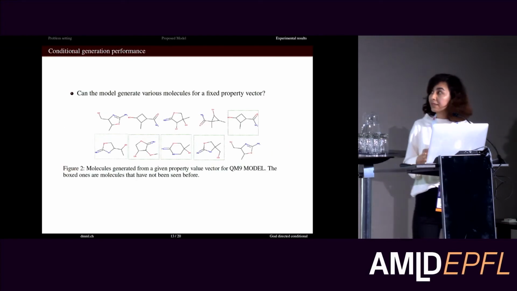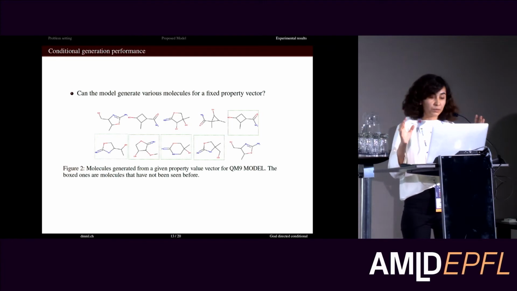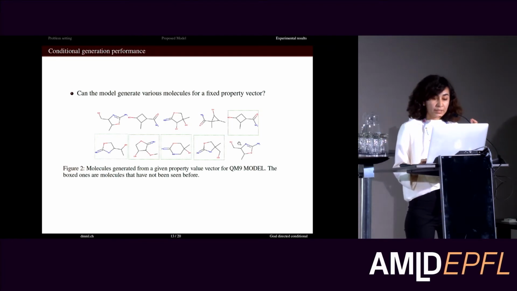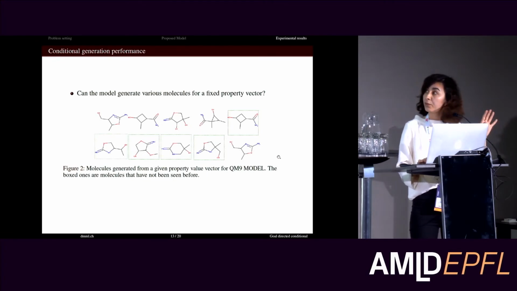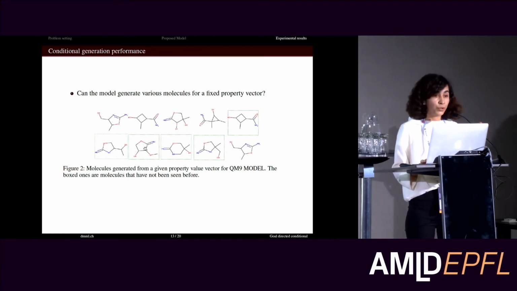Also, we tested whether, if we really fix these 9 properties, the model is able to generate various molecules or not. For instance, here we fixed all 9 properties and generated 10 times. We are able to generate these boxed ones, which are novel, unique, and never seen in training data. So it works well.